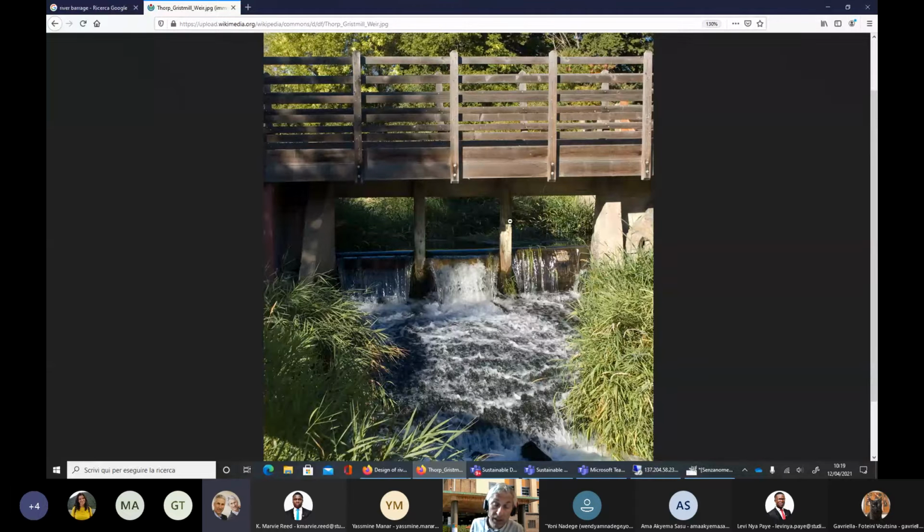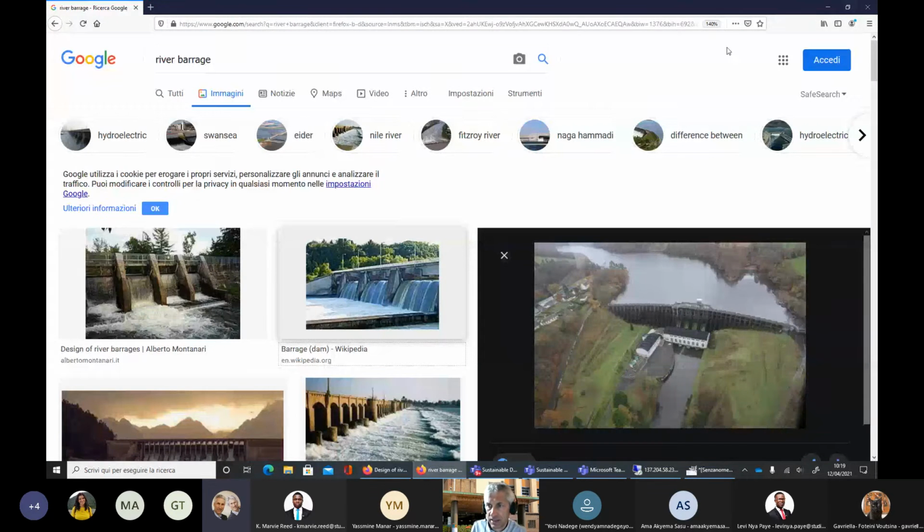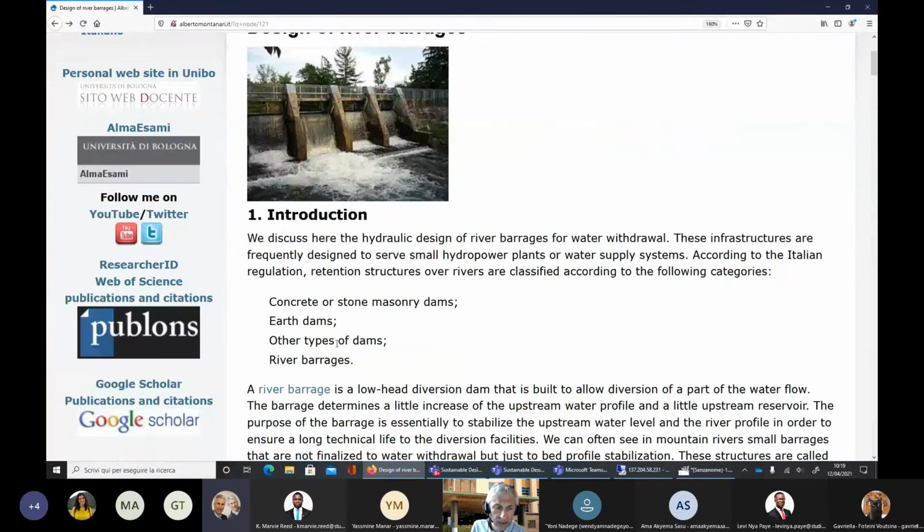I told you at the beginning there are several purposes for which you may build barrages, and I don't think in this case the purpose was to take water. It was probably another purpose, and that purpose may be to stabilize the level of the riverbed. Okay, you don't only stabilize the water level with a barrage, you can also stabilize the level of the riverbed. Okay, I think it's enough. Let's now go to more technical details.